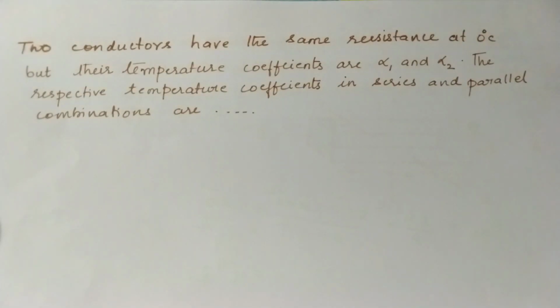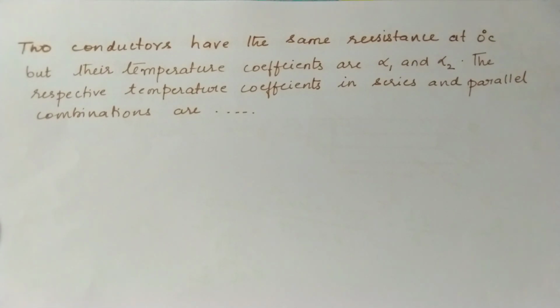Let us look into a few numericals related to temperature coefficient and then calculation of resistivity and so on. Okay, so let's come to the first question. Read the question. There are two conductors having the same resistance at 0 degrees, but their temperature coefficients are alpha 1 and alpha 2. Okay, we have already studied what is temperature coefficient.